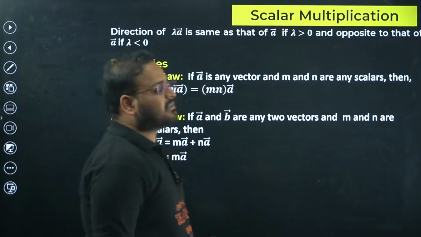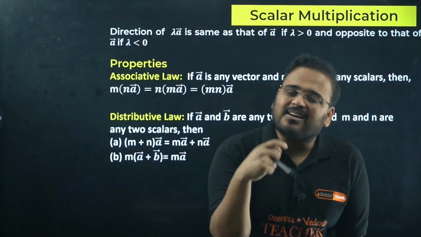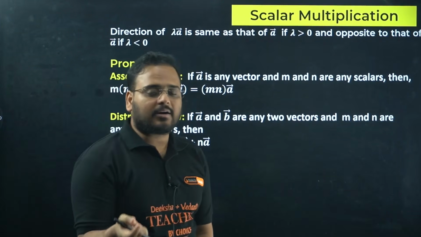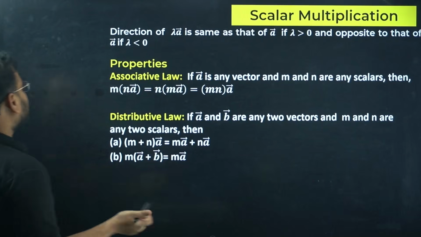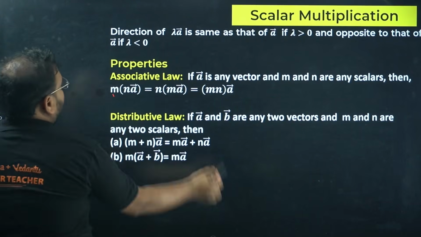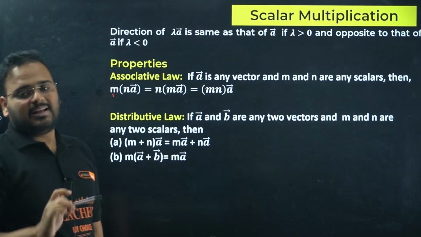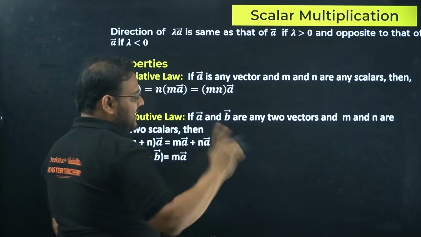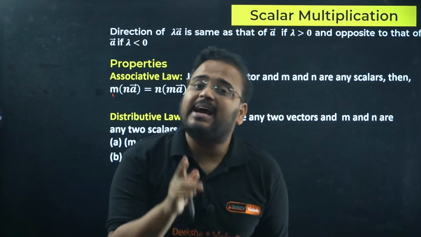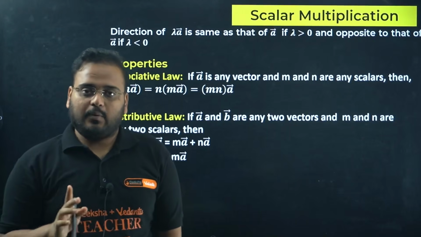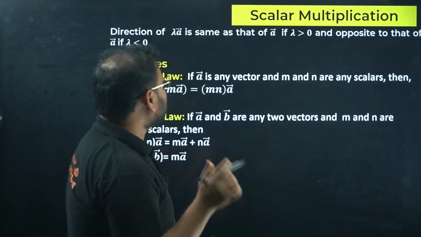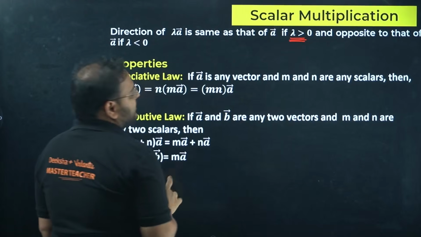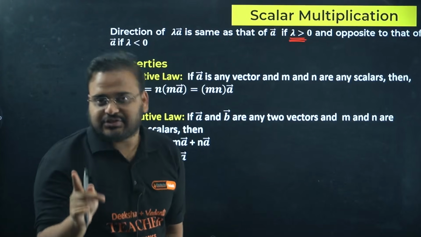Now, scalar multiplication means multiplying a scalar number, like 3, 4, or 3 root 3, to the vector r cap. In the same way, if you multiply a scalar number m to the vector a, you get ma. If the scalar has the same sign as the vector, that is, it is positive, when lambda is more than 0, then the direction of the vector will not change.